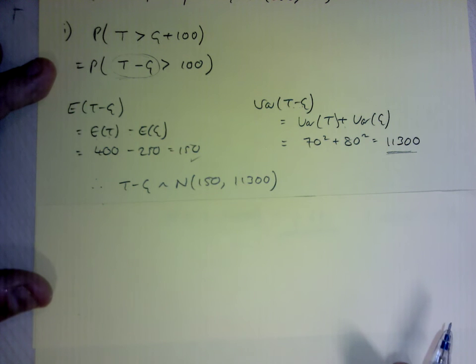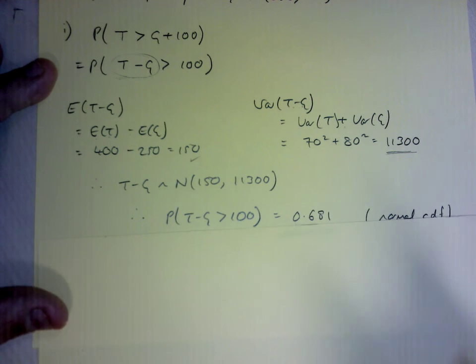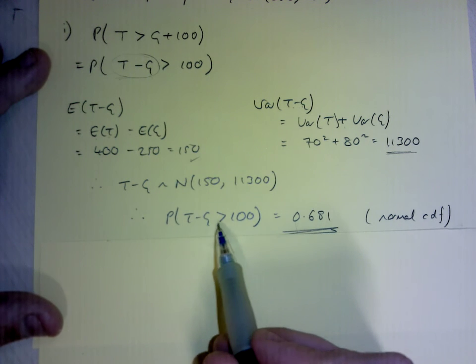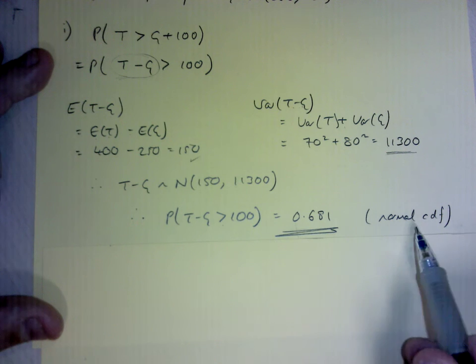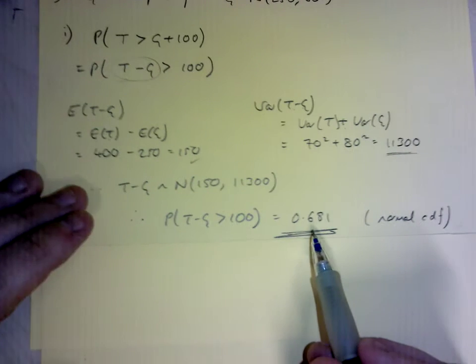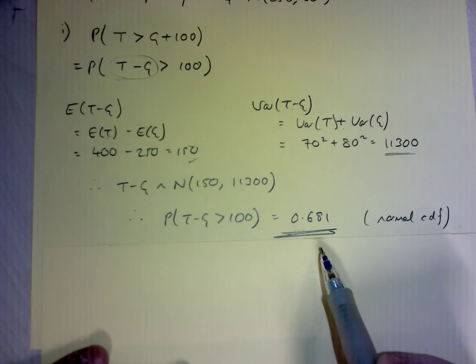Once you've got that, you're pretty much done. You know the normal distribution, so you can go to your question, probability of T minus G bigger than 100, use your calculator, and you get the answer, 0.681.